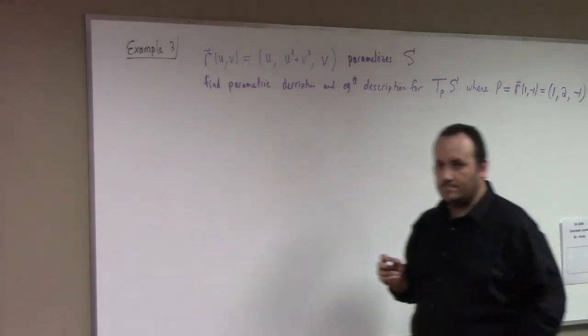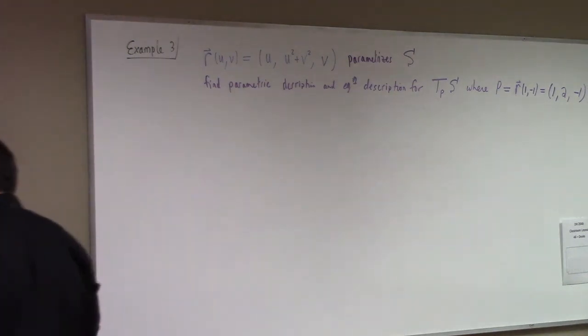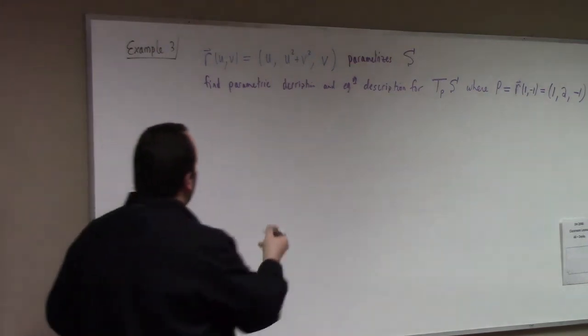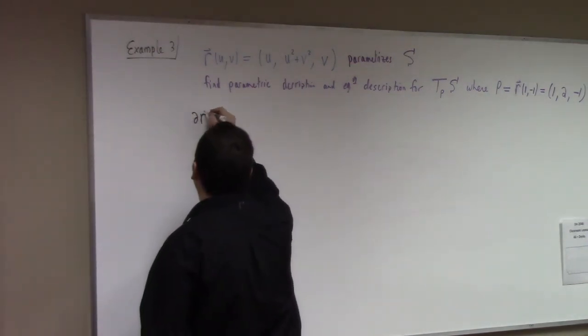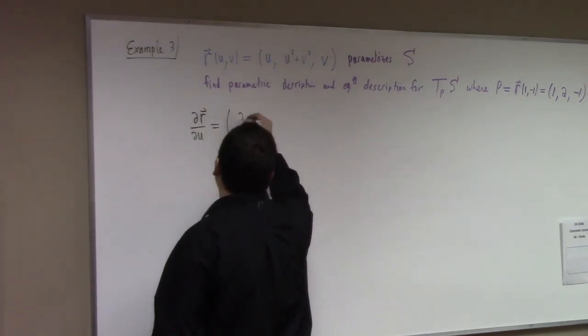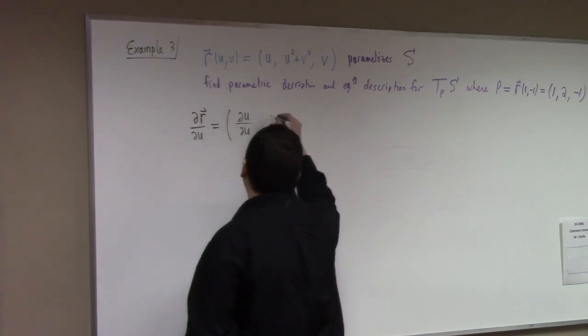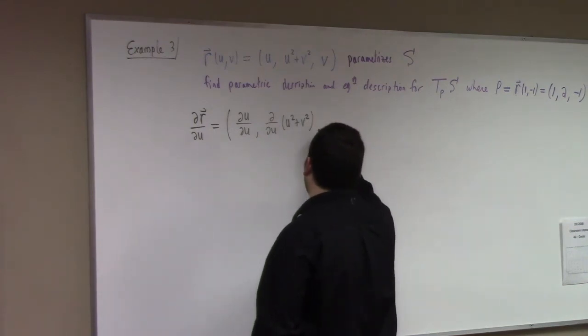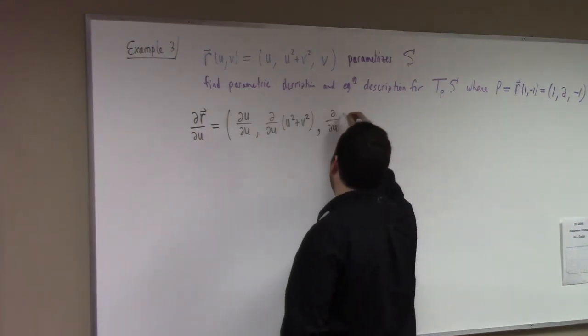All right. So let's find tangent vectors. Let's find tangent vectors to that surface using what we just learned about the connection between the partial derivatives of the parameterization and the surface. So we've got partial r, partial u. How does that work? By definition, guys, that is partial u of u, partial u of u squared plus v squared, and partial u of v.